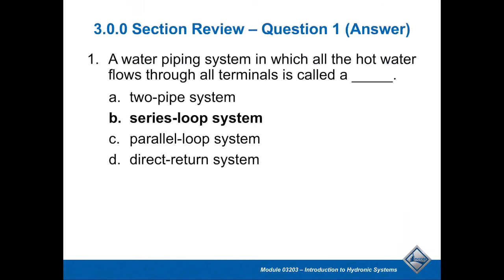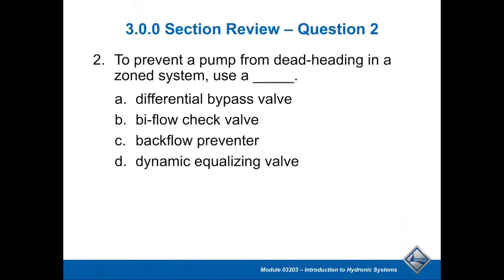All right, so let's take a look at this section. First of all, we've got a water piping system in which all the hot water flows through all of the terminal units, which would be considered a series loop system. And the next one, to prevent the pump from deadheading in a zone system.